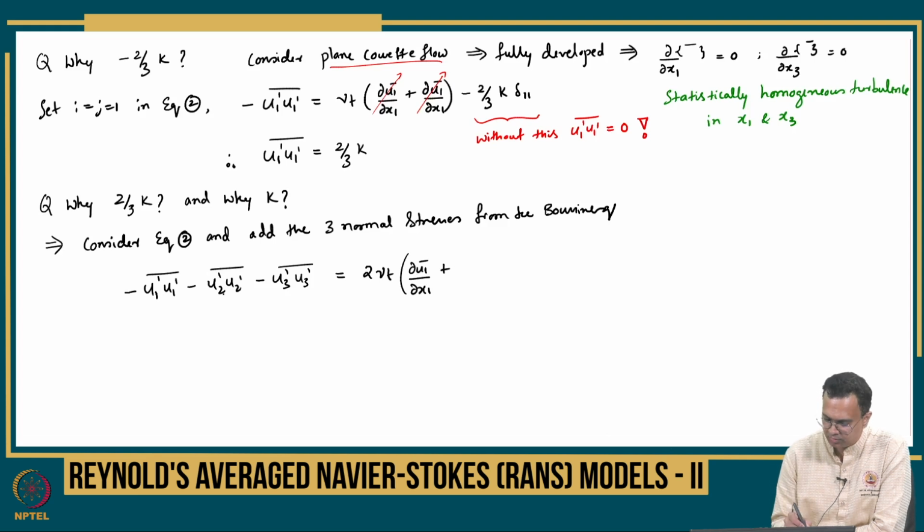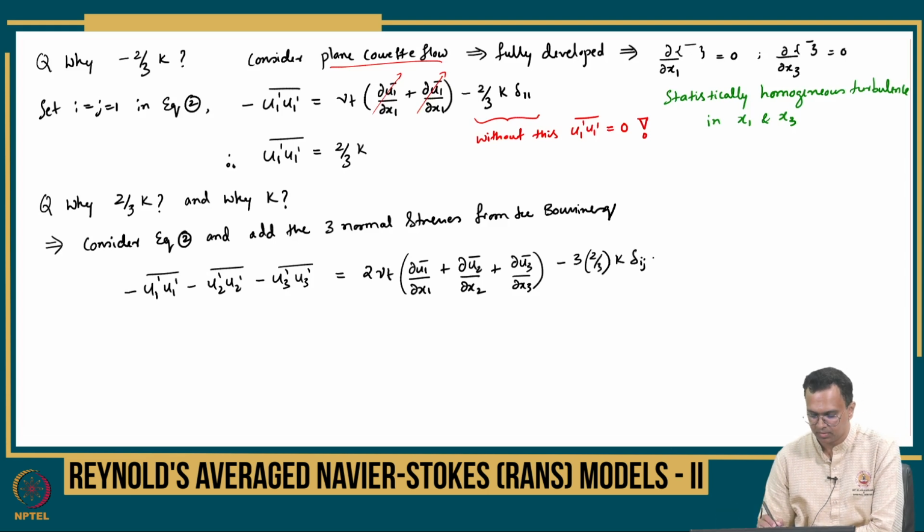Now if I take u2 prime squared, this will be nu t times dou u2 bar by dou x2 plus dou u2 bar by dou x2. I am essentially setting i equal to j equal to 2 to get an equation for minus u2 prime squared, equal to nu t of dou u2 bar by dou x2 plus dou u2 bar by dou x2. Now if I set i equal to j equal to 3, I get 2 nu t dou u3 bar by dou x3, and the last term, the sum of three terms, so that is minus 3 times 2/3 k delta ij. Summing all the three expressions coming from the Boussinesq itself.